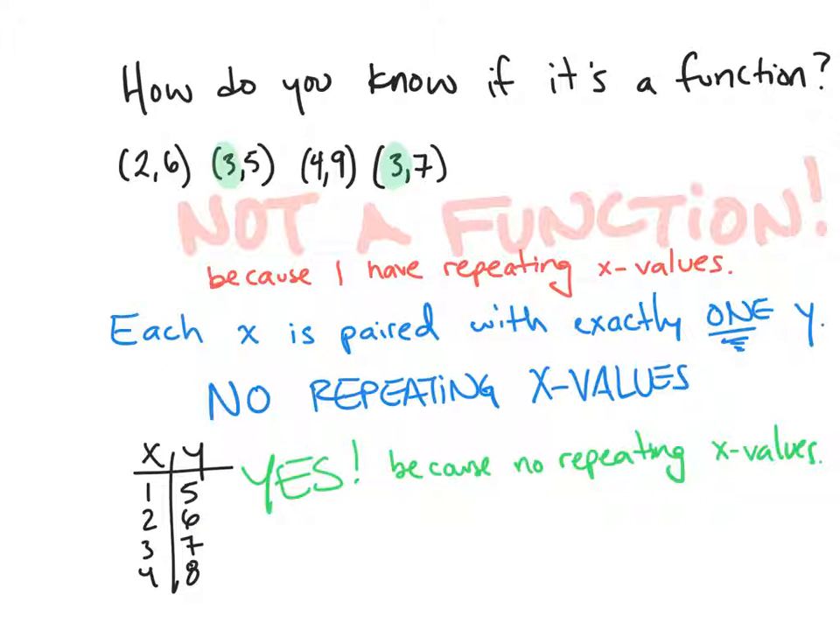Okay? So that is it for function or not a function. Vertical line test for graphs, looking for repeating x values for ordered pairs and tables. If you can do that, you are good as gold. Okay, y'all, let's go look at drawing some graphs from a story.